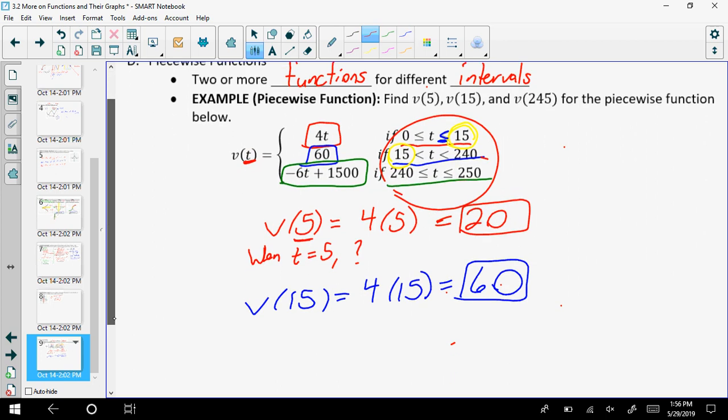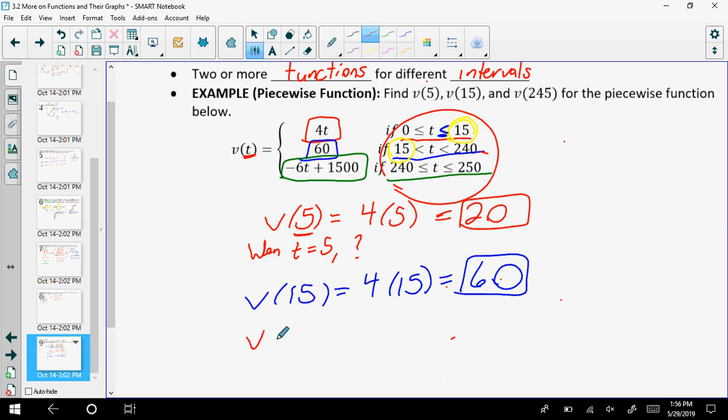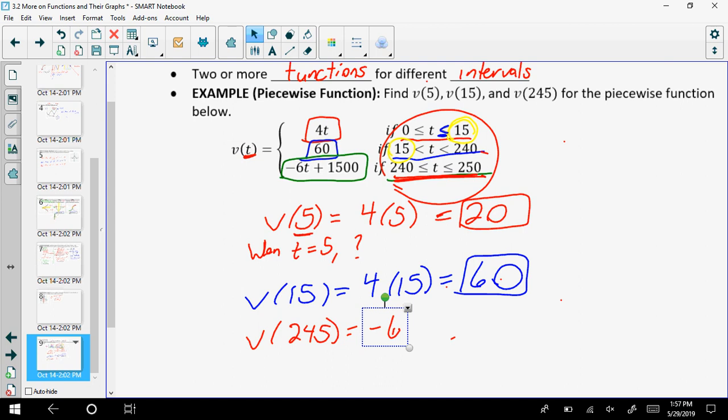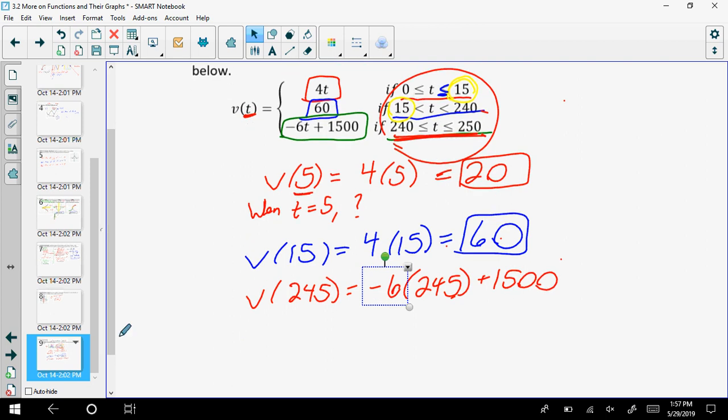And now look at the last thing they want, v of 245. So where does 245 land? Well, it lands in the third interval, so I'm going to use the third function. So negative 6 times 245 plus 1500. So I want to do my multiplying and my adding, and if you do that right, you should get 30.